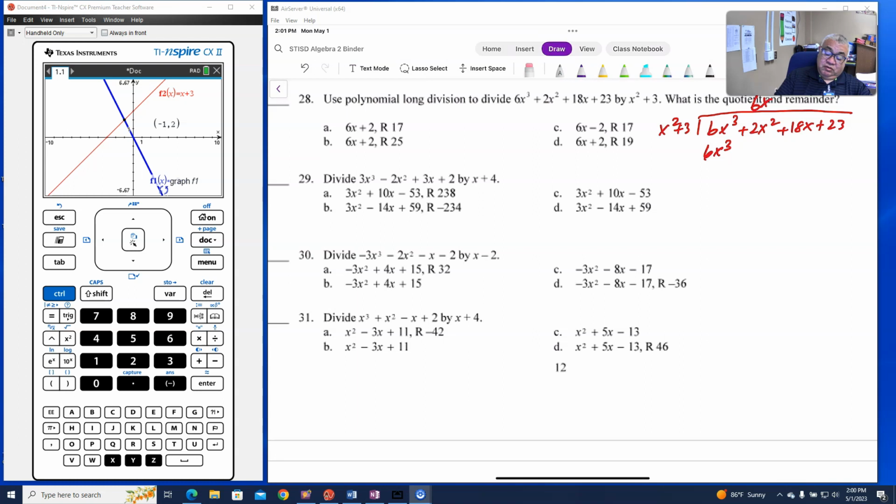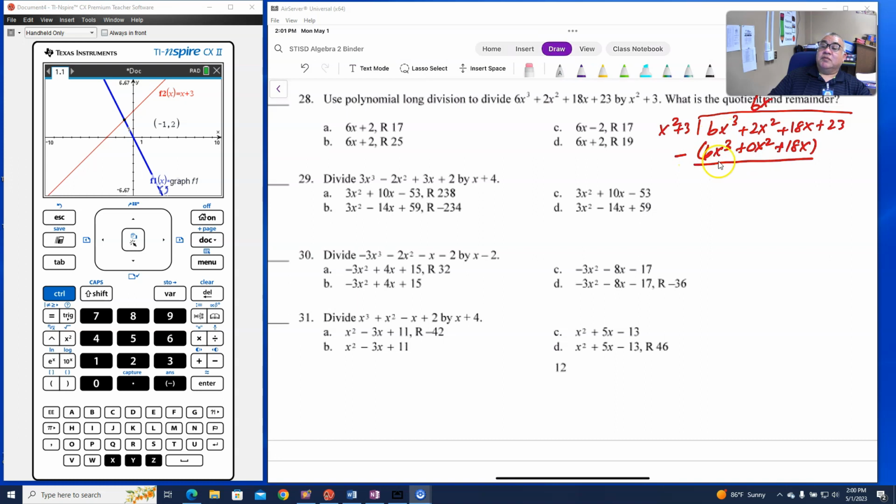Now we have a 0x squared, so it's going to have to be here 0x squared. And then we have 6x times 3 gives us 18x. And then we're going to subtract. And you're probably wondering, how did I get 0 here? Well, we have 6x times x squared gives you 6x cubed. 6x times 3 gives you 18x. We didn't have an x squared, so I'm going to have to put a 0 there.